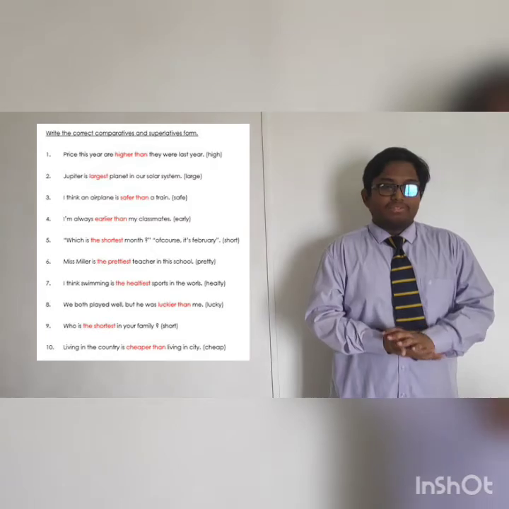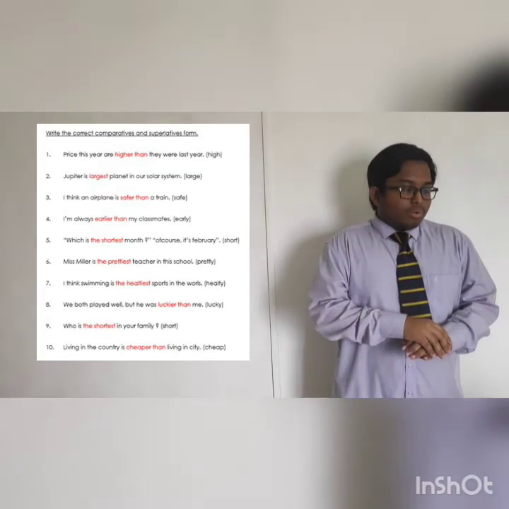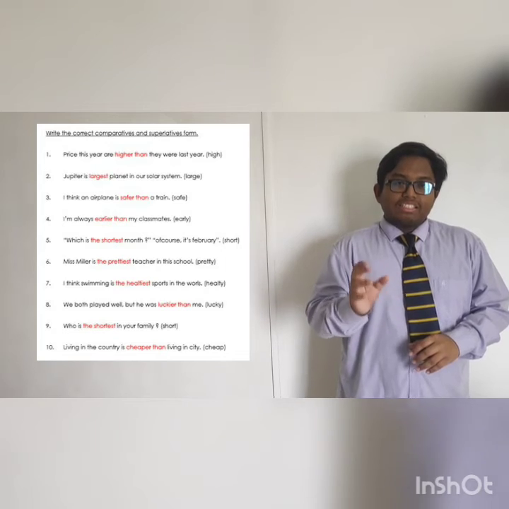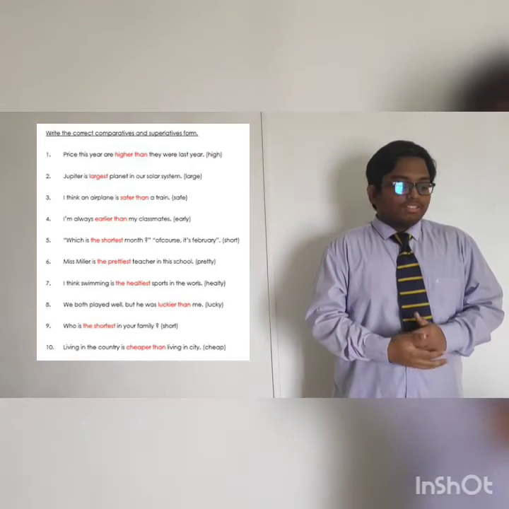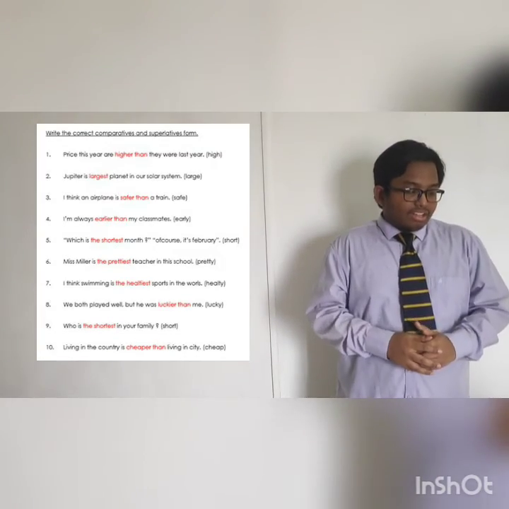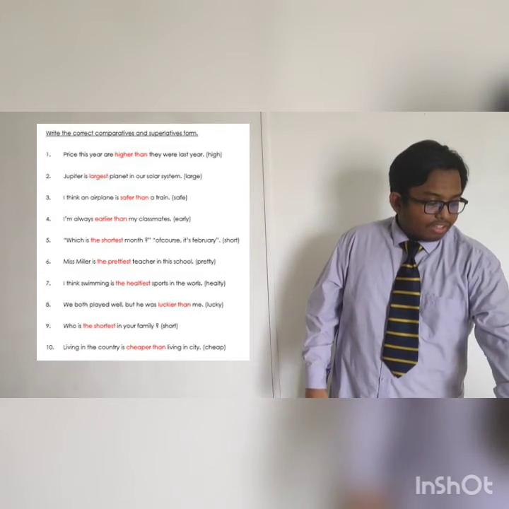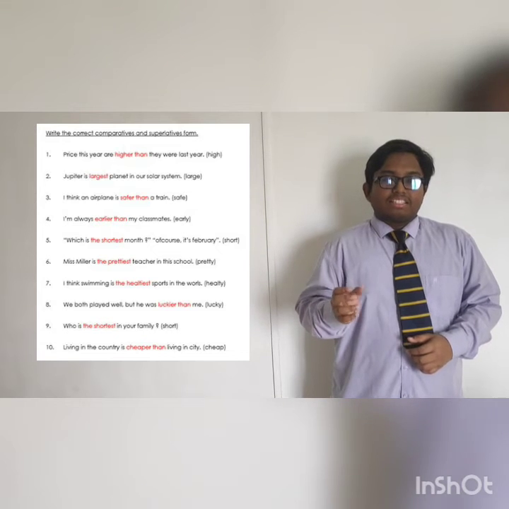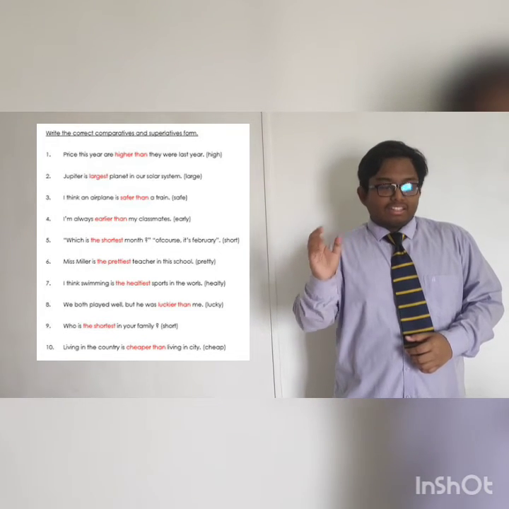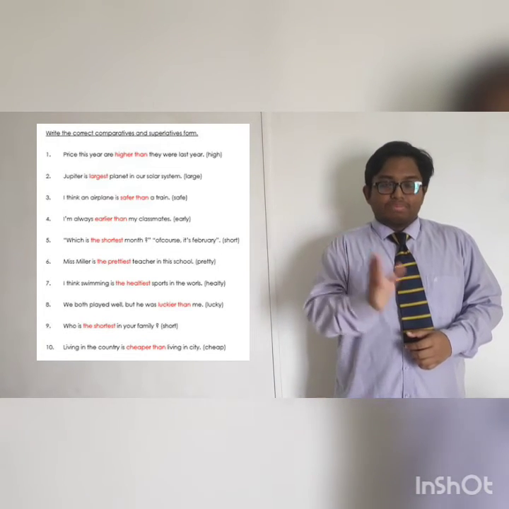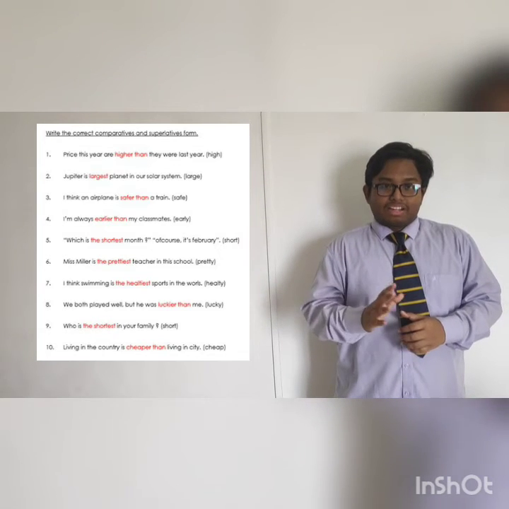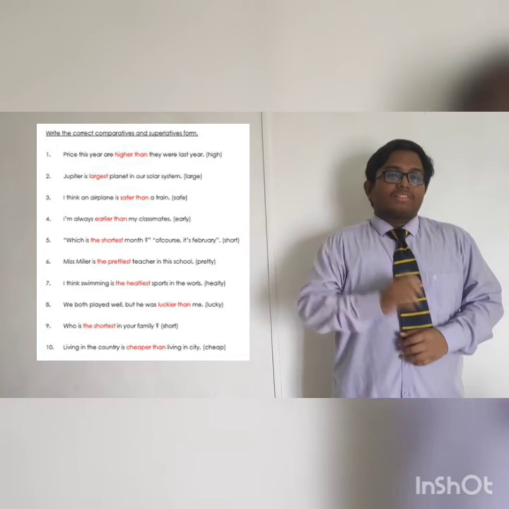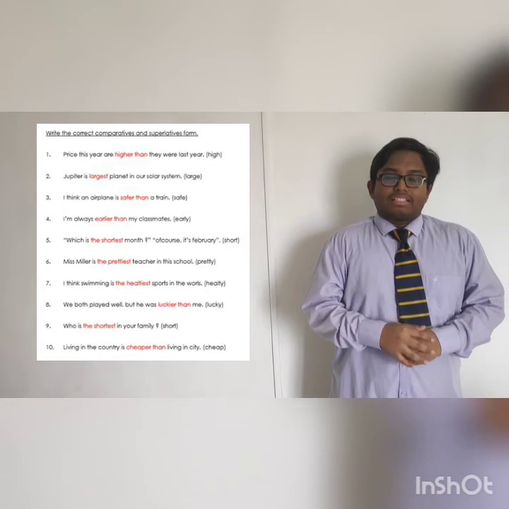Okay, very good. As for question number 9, who is the shortest in your family? What is the answer? The shortest. Very good, class. As for question number 10, living in the country is cheaper than living in the city. The answer is cheaper than. I'm sorry, class, for the mistake. Okay, if you got it correct, please tick 1 mark. Okay, that's all for our class exercise.